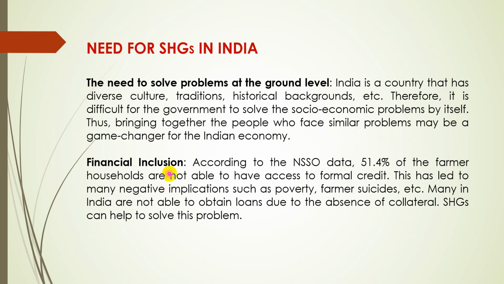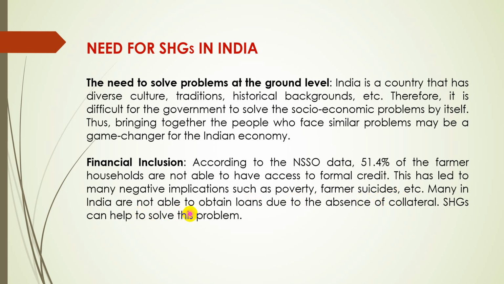Financial inclusion. According to the NSSO data, 51.4% of the farmer households are not able to have access to formal credit. So they depend on informal credit. Most of the farmers depend on informal credit. This has led to many negative implications such as poverty, farmer suicides, etc.